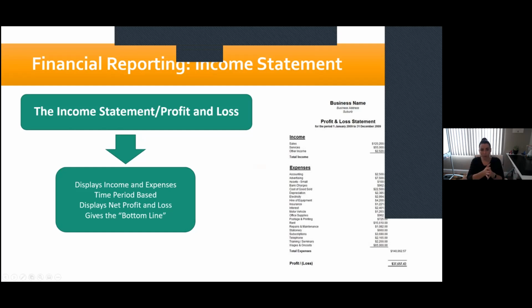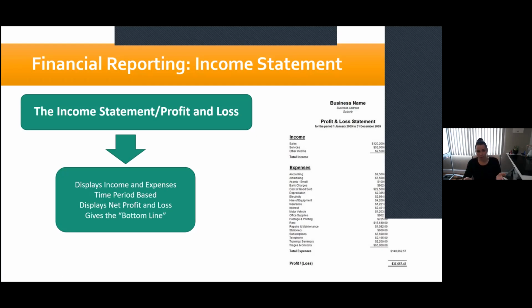So I'll do a basic overview of the income statement, the profit and loss. We'll talk a little bit about the balance sheet. And if there's anybody that has questions or has specific examples of how they look at their profit and loss, please jump into the conversation so that it's not just me talking about numbers.